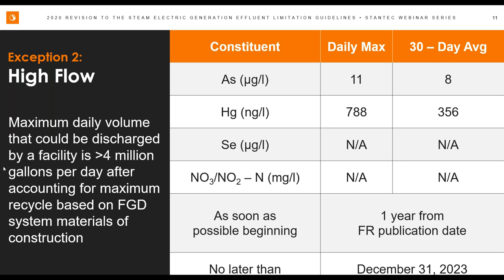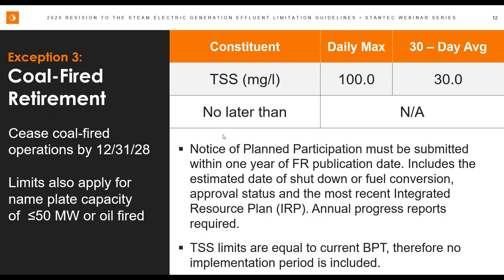And so we're looking at potentially October of next year. That's the as soon as possible date. And then once again, no later than December 31st of '23. The coal-fired retirement exemption applies to any units that cease coal-fire operation by December of '28.